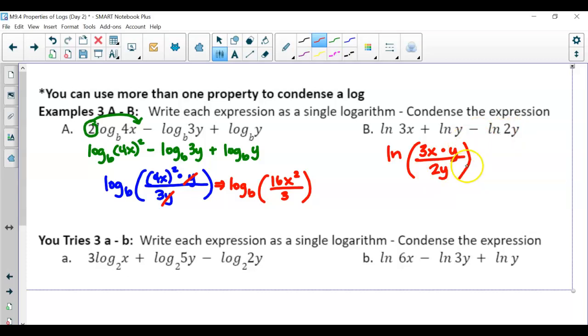Now we can continue simplifying. I notice I have y divided by y, which cancels out and gives me 1. So here we have the natural log of 3x divided by 2.